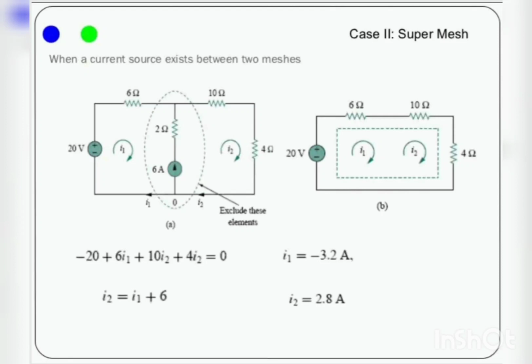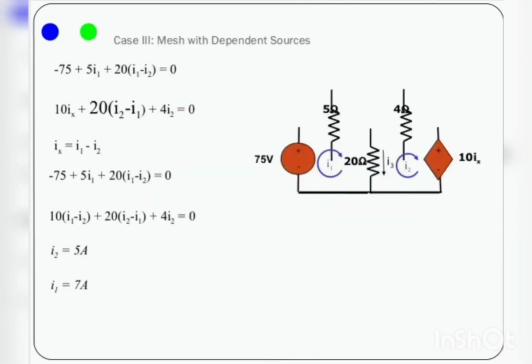Case 2 is the super mesh. When a current source exists between two meshes, we need to modify the given circuit. The modification of circuit A is circuit B. That is, we need to include these values and neglect the 2 volts and 6 amperes elements. Then we can get the mesh equation as minus 20 plus 6 I1 plus ..., and I2 is equal to I1 plus 6.